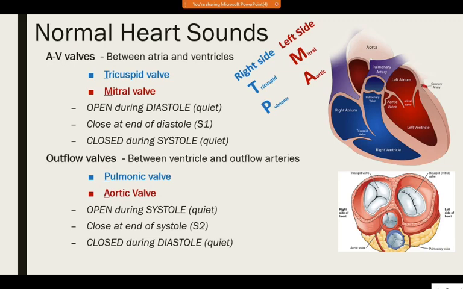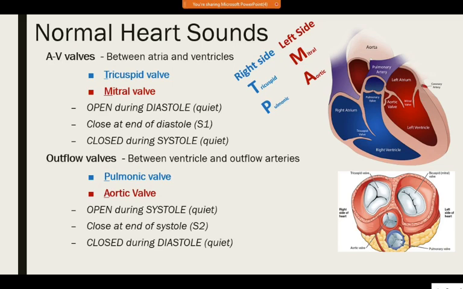So the AV valves are open during diastole, and they close with lub, and they are closed during systole. The position, open or closed, makes no sound. The only sound you should hear is lub when those AV valves close. When they're staying closed, it should be quiet. When they're staying open, it should be quiet.